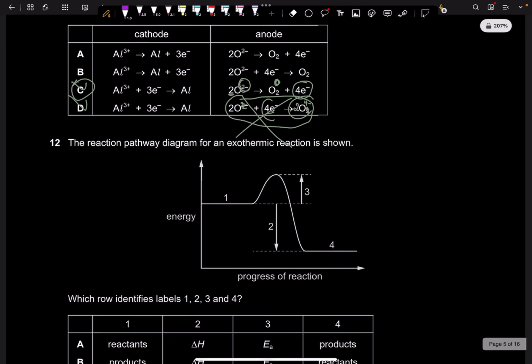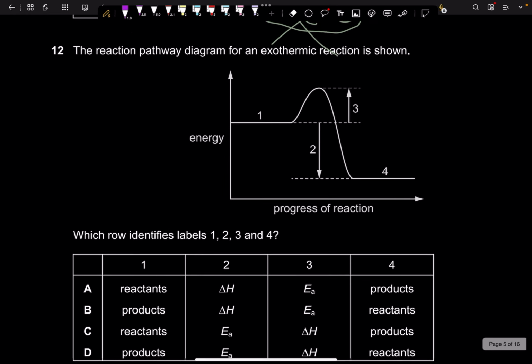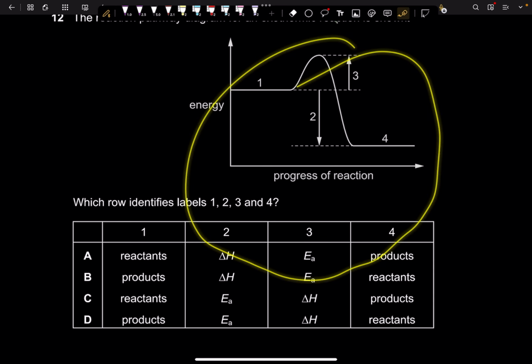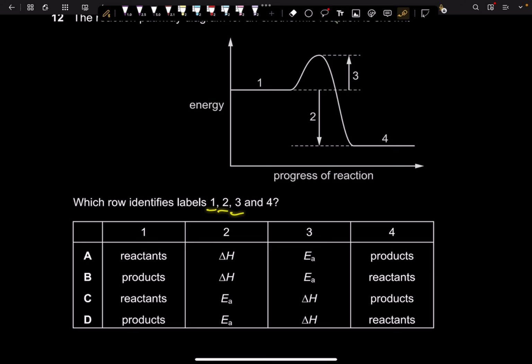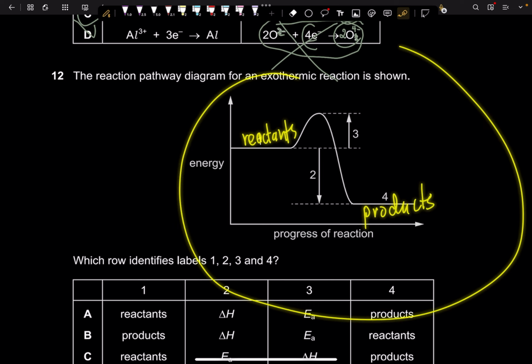अच्छा, let's move on. The reaction pathway diagram for an exothermic reaction is shown, ठीक है, ये एक एक्सोथर्मिक रिएक्शन हो रहा है. Which row identifies labels 1, 2, 3 and 4? ठीक है, ये एक एक्सोथर्मिक रिएक्शन है, मतलब हमारा ये जो हैं ये हमारे रिएक्टेंट्स हैं और ये हमारे प्रोडक्ट्स हैं. Even if they wouldn't have told us that ये एक्सोथर्मिक है, हम खुद भी पता लगा सकते थे. Reactants are above, products are at a lower energy level, basically.